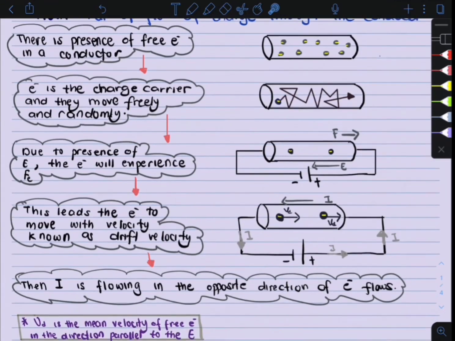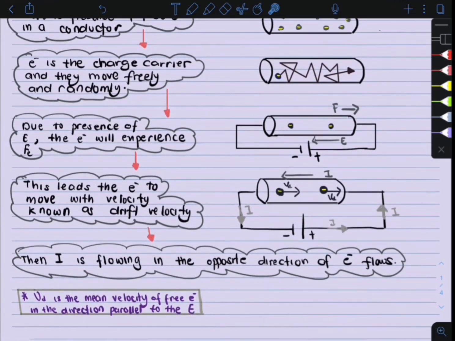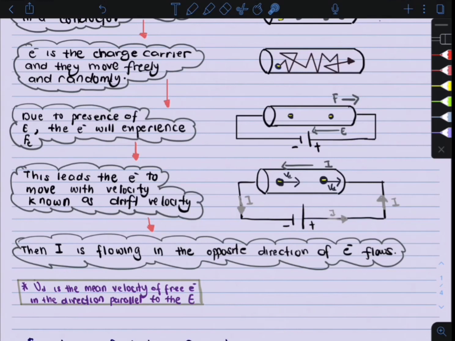This force is going to lead the electron to move with the velocity known as drift velocity. So the electron is going to move in the same direction as the force experienced by the electron. So kita tahu electron will be attracted to the positive terminal. Therefore, force of attraction dia dekat sini adalah to the right. Therefore, the electron will have drift velocity to the right as well.